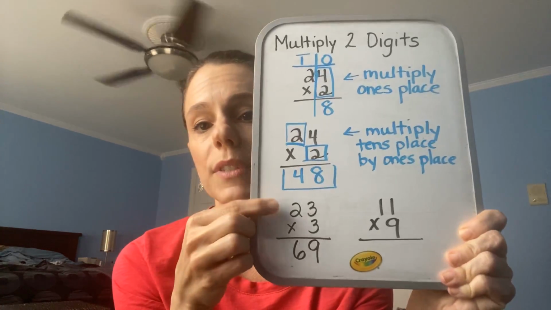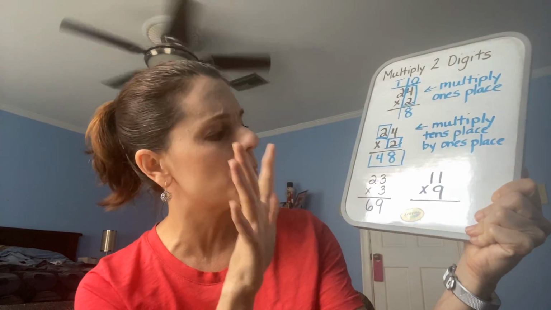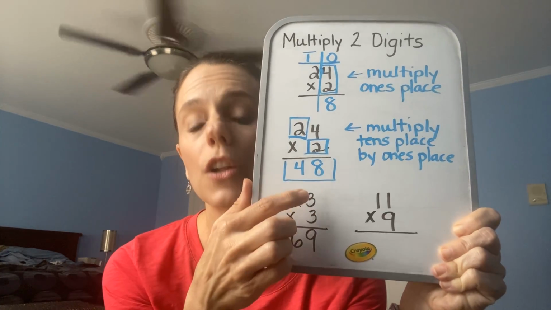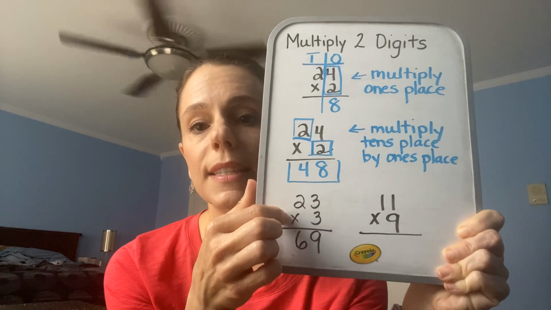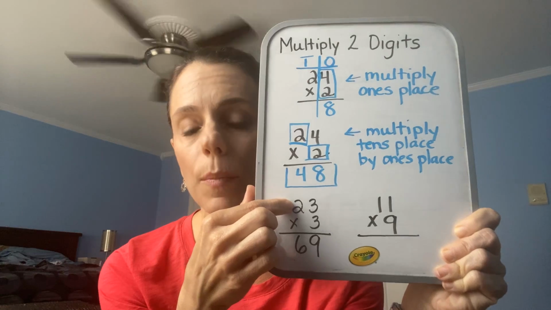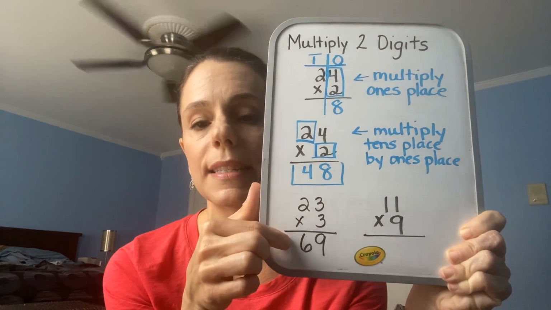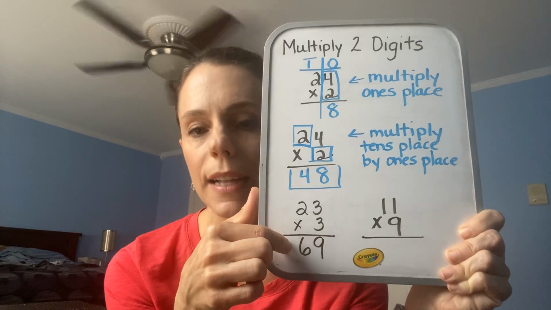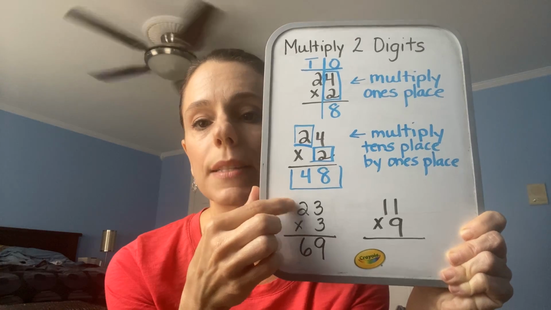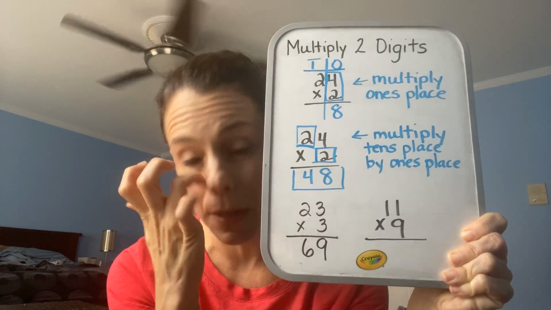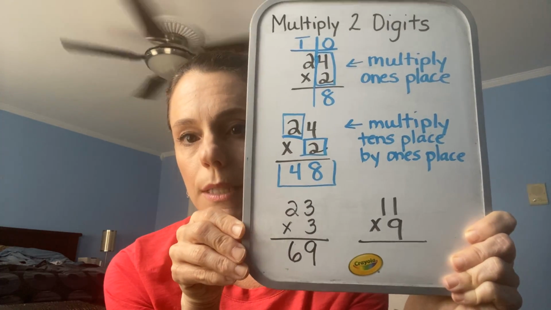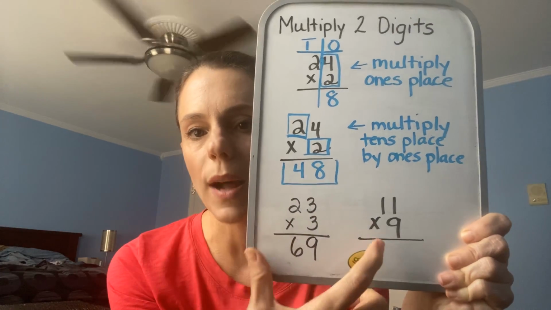I did another example down here, something very similar, not a much bigger number. I did 23 times 3. Start in the ones place. 3 times 3 is 9. Then I go to the tens place and multiply that number by 3. 2 times 3 is 6. So your answer is 69. Go to the ones place, multiply those numbers. Go to the tens place, multiply that by the ones place. So the two top numbers are being multiplied by the bottom number. Does everybody see that?